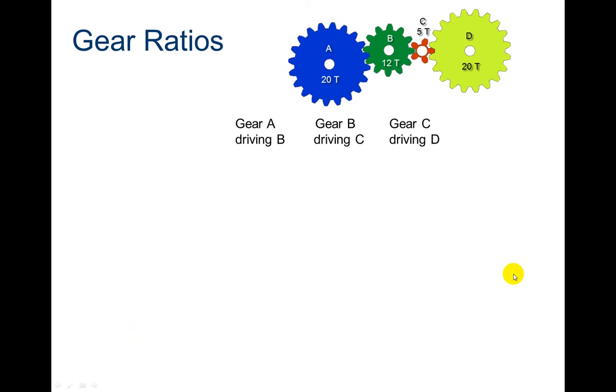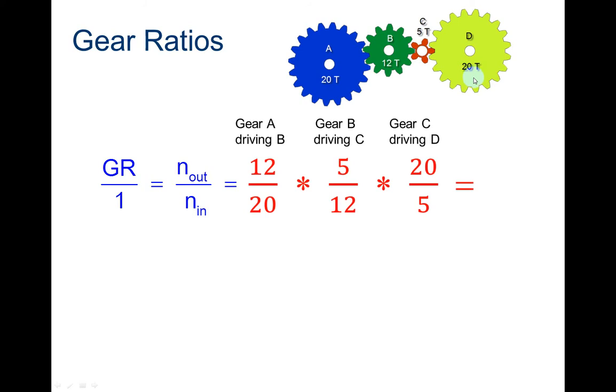So here I have a longer gear train. Right? I have A to B, and then B to C, and C to D. Okay, so we're still finding gear ratio. We only have the number of teeth, so we're going to use that: number of teeth out divided by number of teeth in. All right, so gear A driving B is going to be out over in. So we have 12 divided by 20.